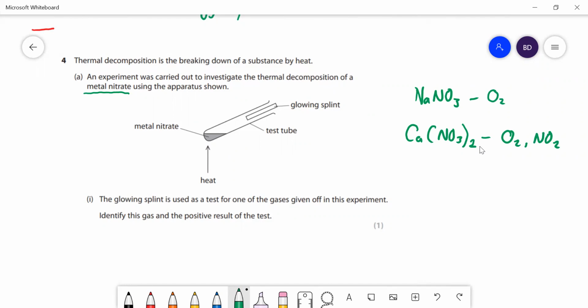A glowing splint is used to test for one of the gases given off in the experiment. Okay, that of course is not a test for NO2, is it? It's a test for oxygen. So it's O2, and what will it do? It will relight the glowing splint.